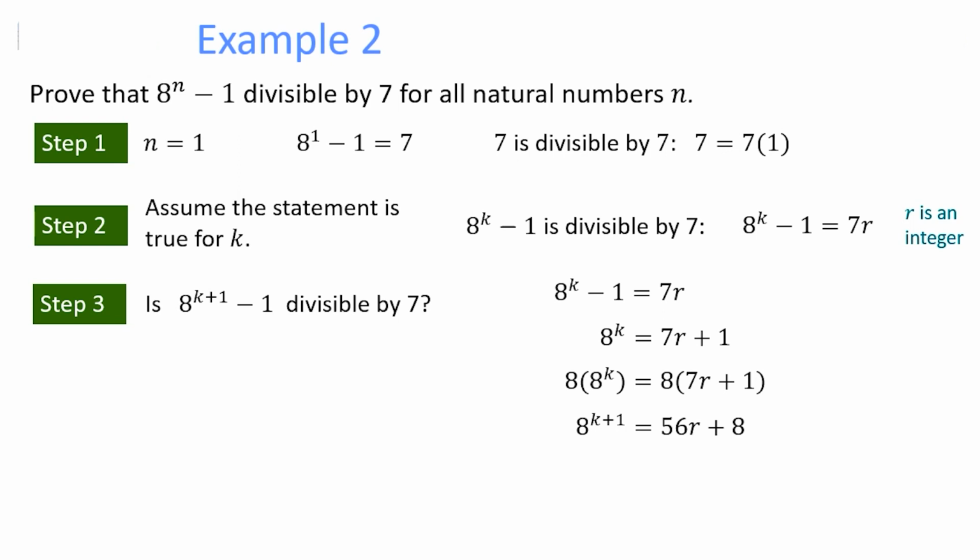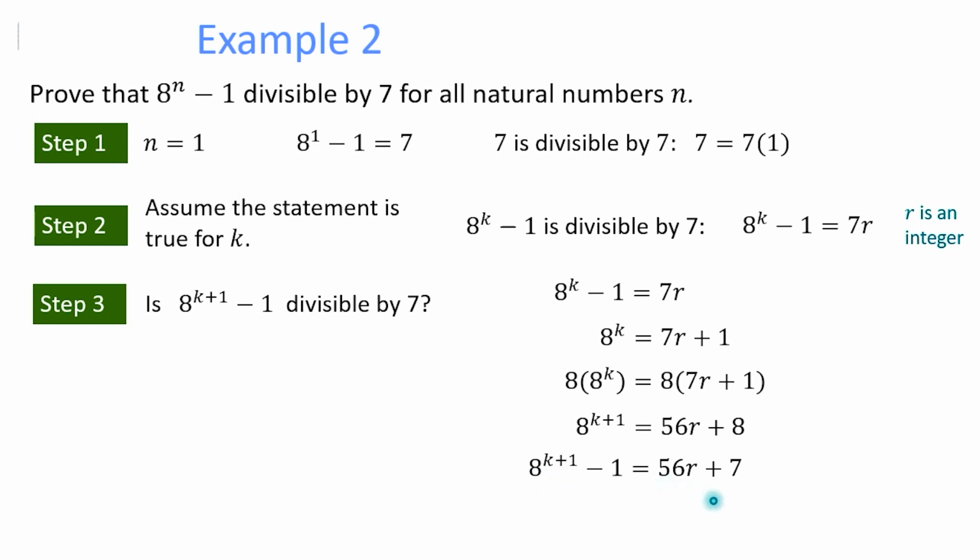Now I'm almost there with the left hand side. I'm only missing this minus 1. How can I get that? Well, we need to subtract 1 from both sides. So here I will get what I wanted, and here I simply need to reduce this 8 by 1. So therefore I will get 56r plus 7 on the right hand side. On the left hand side I finally reached my statement, the left hand side of my statement.